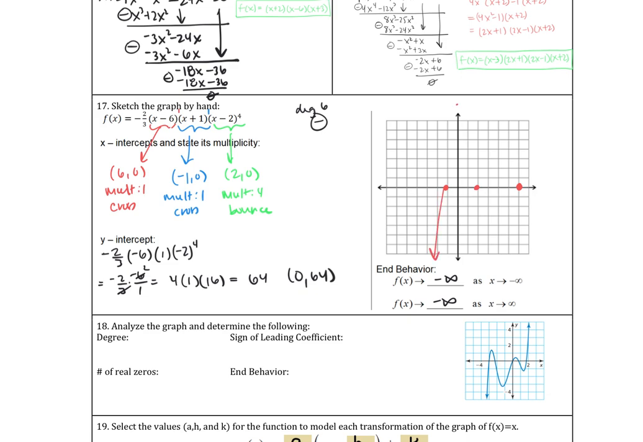So at negative 1, we cross. We hit our y-intercept of 64. And we come down, and at 2, we bounce. And then at 6, we come back and we cross. Something like that.